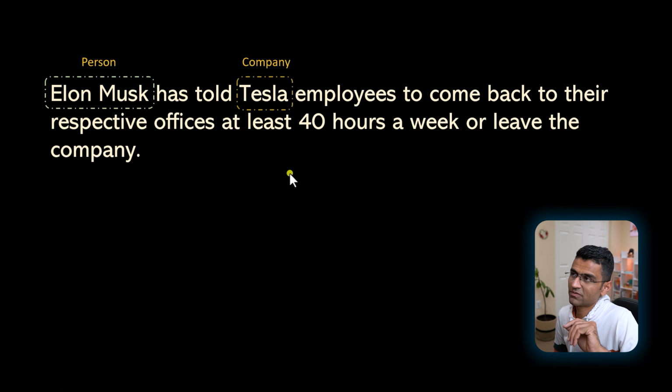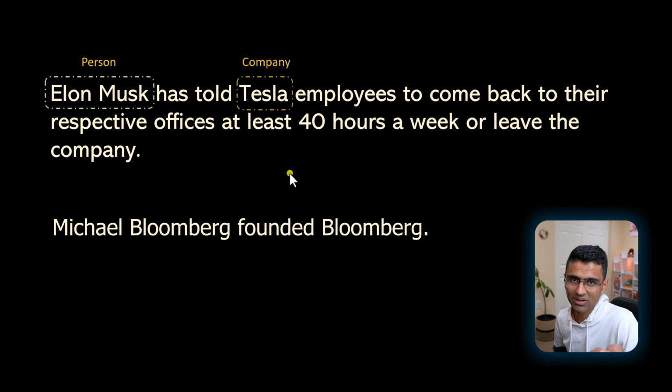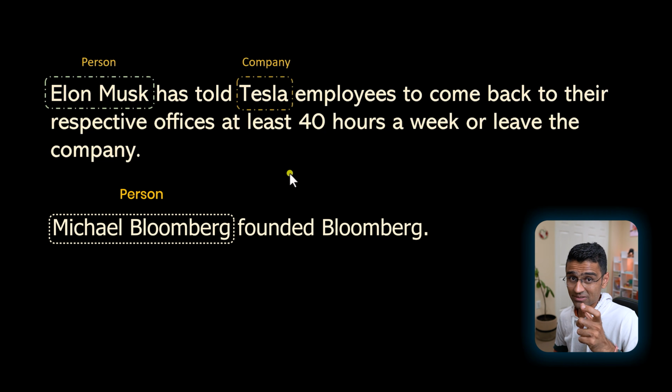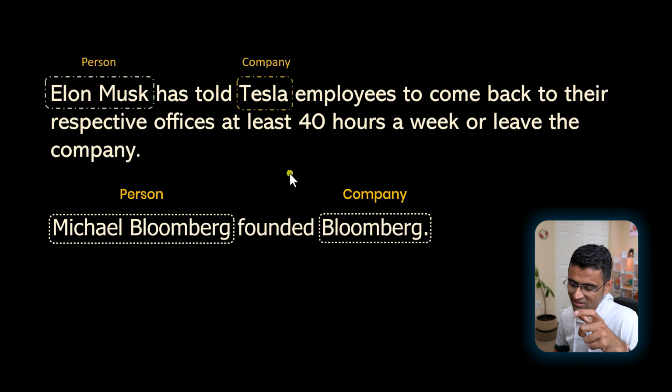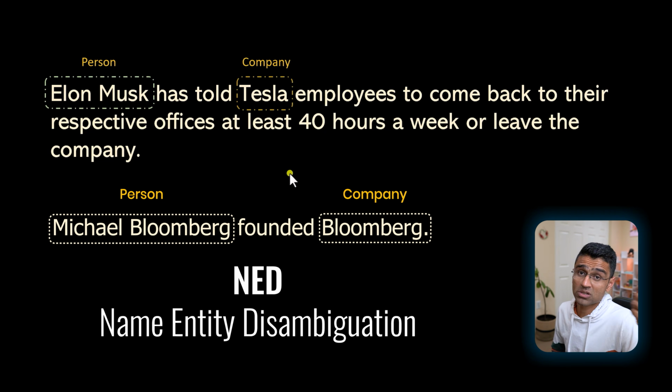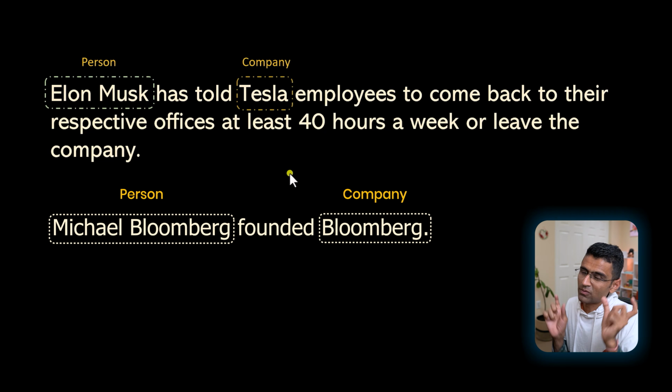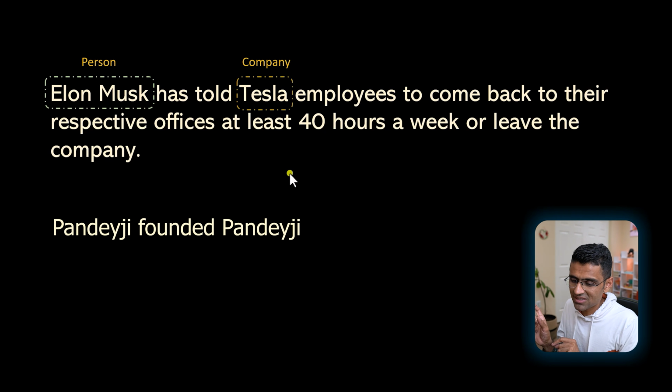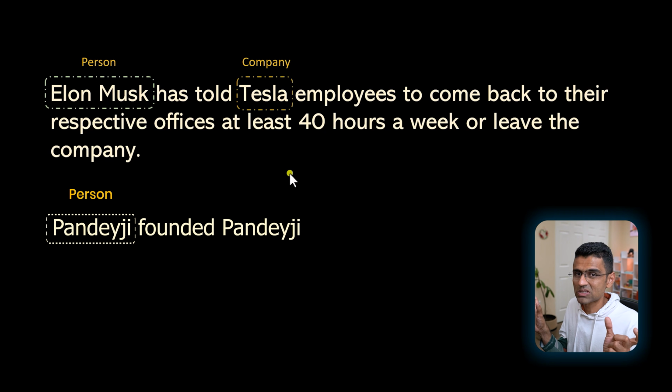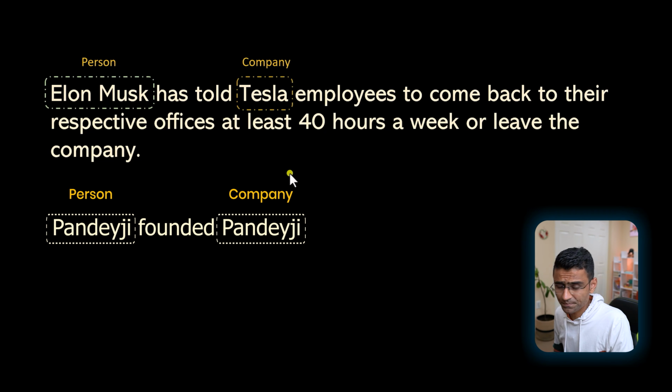You have this statement, for example, Michael Bloomberg founded Bloomberg. So Michael Bloomberg is a person and Bloomberg is a company name. We used to use this a lot whenever we discussed the named entity disambiguation problem. It is called NED, where you have Bloomberg founded Bloomberg. The word is the same, Bloomberg, but the first one means a person, the second one means the company. We can say Pandeyji founded Pandeyji. Pandeyji is the name of the restaurant, but the owner is Pandeyji. So that's a person entity. This one is a business or company entity.